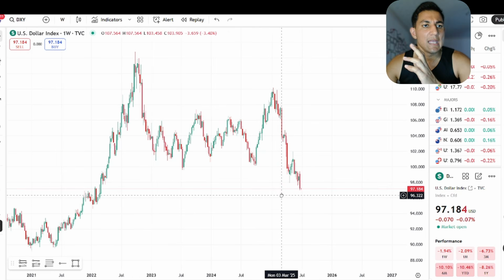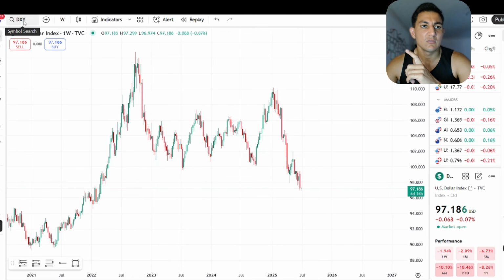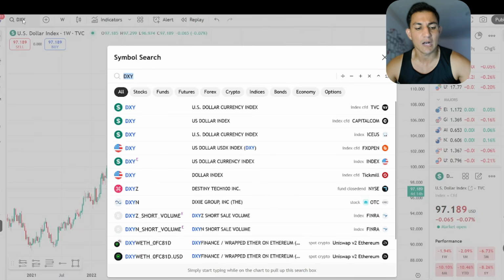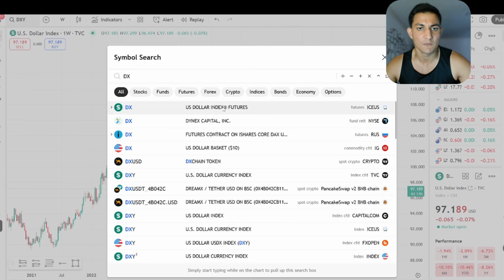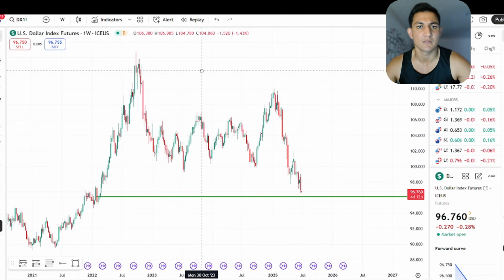But anyway. Here we are on dollar, and most people use Dixie, and I used this for a long time, but instead what I've found is if you type in DX, you should get this, US dollar index futures. Now don't worry, you don't have to pay for the data or anything.